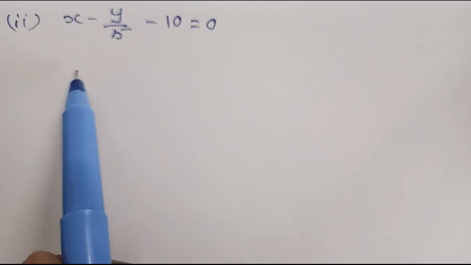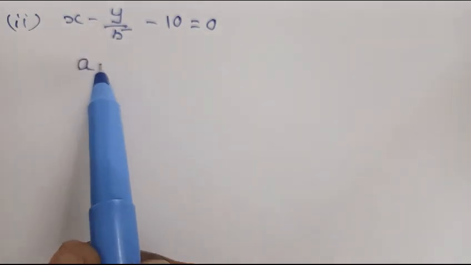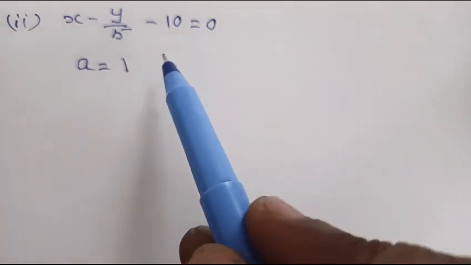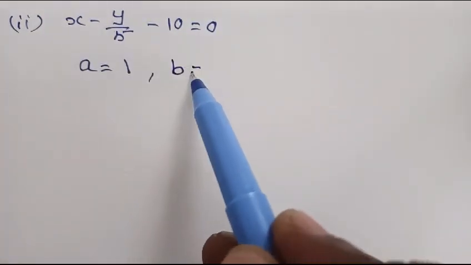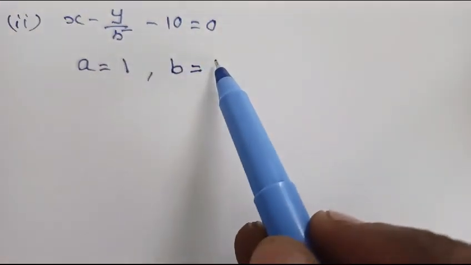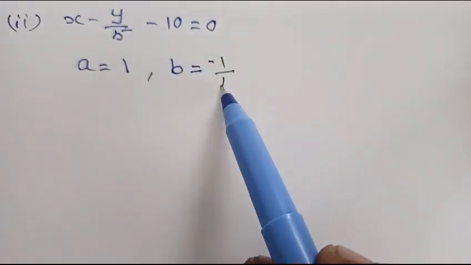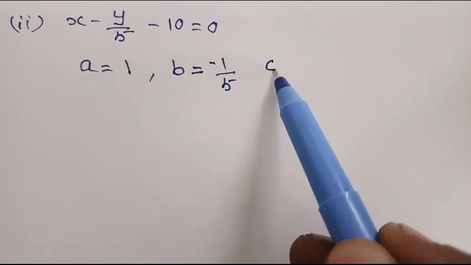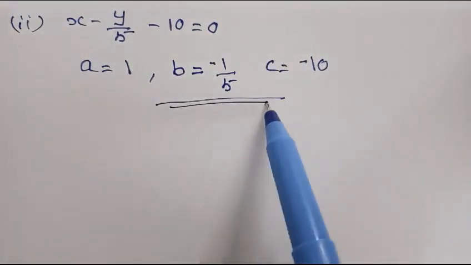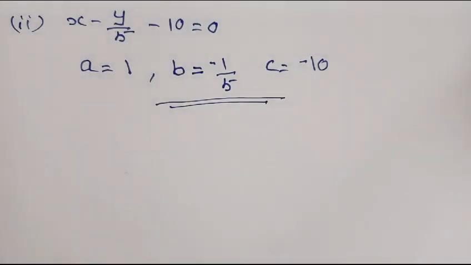Now comparing the coefficients, a is the coefficient of x, here it is 1. 1 into x is x, isn't it? b, the coefficient of y, is minus 1 by 5. And c is the constant, here it is minus 10. So a equal to 1, b equal to minus 1 by 5 and c equal to minus 10.